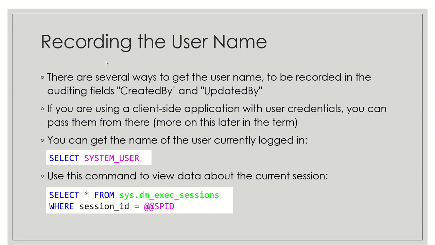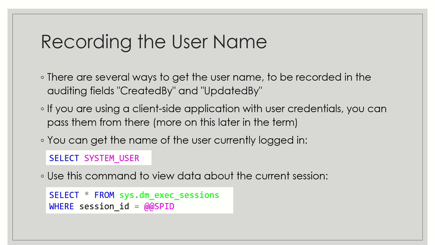Now, the last topic, recording the username. There are several different ways to get the username to be recorded in those auditing fields. If you have a client-side application, and that client-side application has user credentials, you can pass them from there. So later on in the term, we're going to learn how to get data from the app into the database. And if your app has a username or some kind of login or credential, then you can get that from there and pass that into the database too.